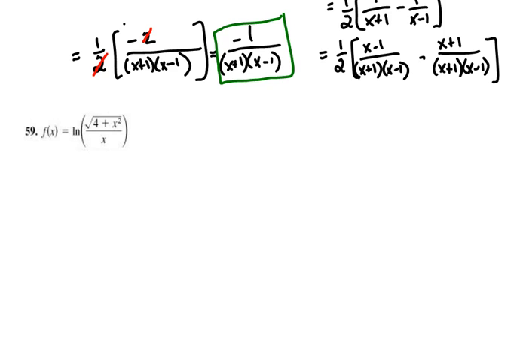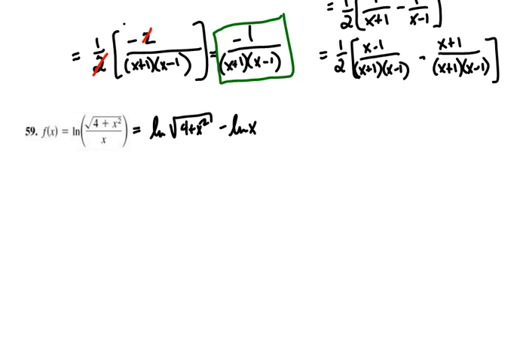Okay, I'm going to stop with this set at number 59. I think that's plenty of this. The other ones are just really complicated and complex expressions to work with. We're looking for the derivative of the natural log of a quotient again. So I'm going to rewrite that as the difference of the natural log of square root of 4 plus x squared and natural log of x.